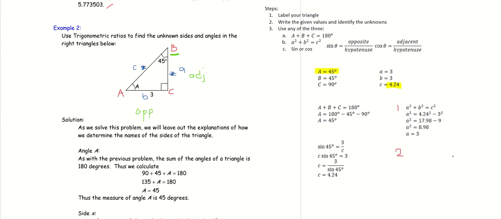papakita ko lang to just so kung comfortable kayo dito sa ganitong way, pwede. Okay? Pero pag comfortable kayo sa Pythagorean theorem, edi better kasi mas madali yun. Okay? Alright. So, now, kunwari wala pa tayong 3. Okay? And we want to find A.